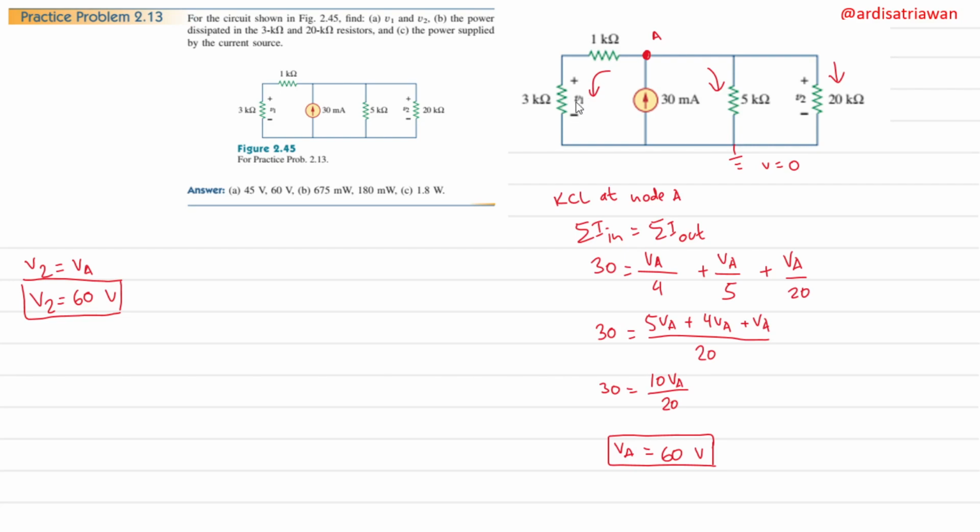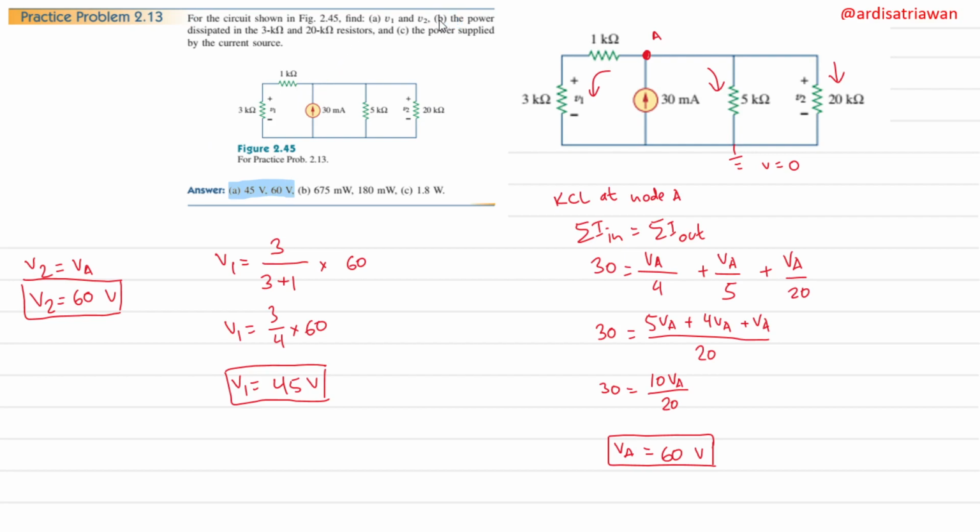And then V1 can be found using voltage divider. So we have 3 kilo ohm here and 1 kilo ohm here. So V1 is just 3 divided by 3 plus 1 multiplied by VA. VA is 60 volt. That means we have 3 over 4 multiplied by 60, and that means that V1 is equal to 45 volt. So we have answered question A.